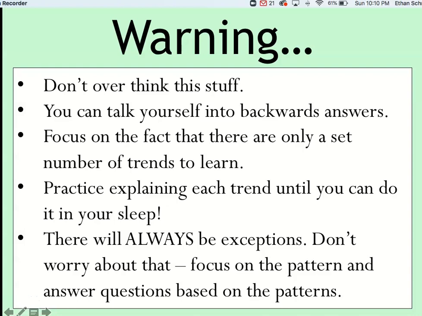A couple warnings to go over prior to us getting into our discussion on periodic trends. Take a moment and read over this. All right, on to our next one.